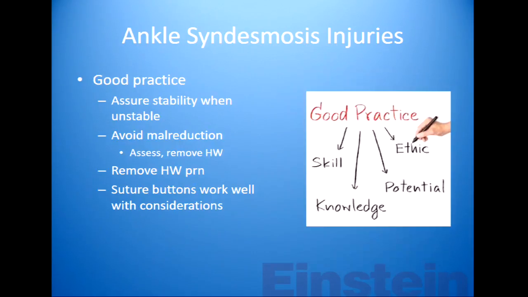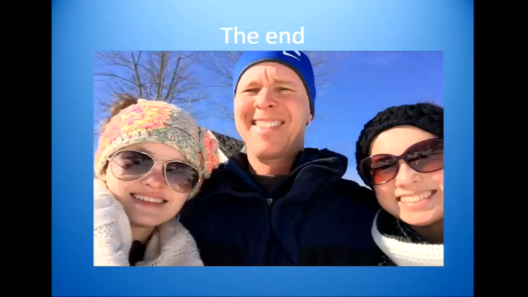But so what do you do when there's all this controversy? I think you try to establish in your own mind best practice or good practice. If it is unstable, it should have stability assured. You want to do your best to avoid malreduction. If you are worried about it, assess it, including a post-op CT scan. And if it has occurred and there's issues with it, removal of the hardware in that circumstance and malreduction is important. Take your hardware out as needed. So if they hurt from the screw, if there's some issue with the screw, you can take it out, but otherwise you can leave it in. And suture buttons do work well with considerations. Thanks.